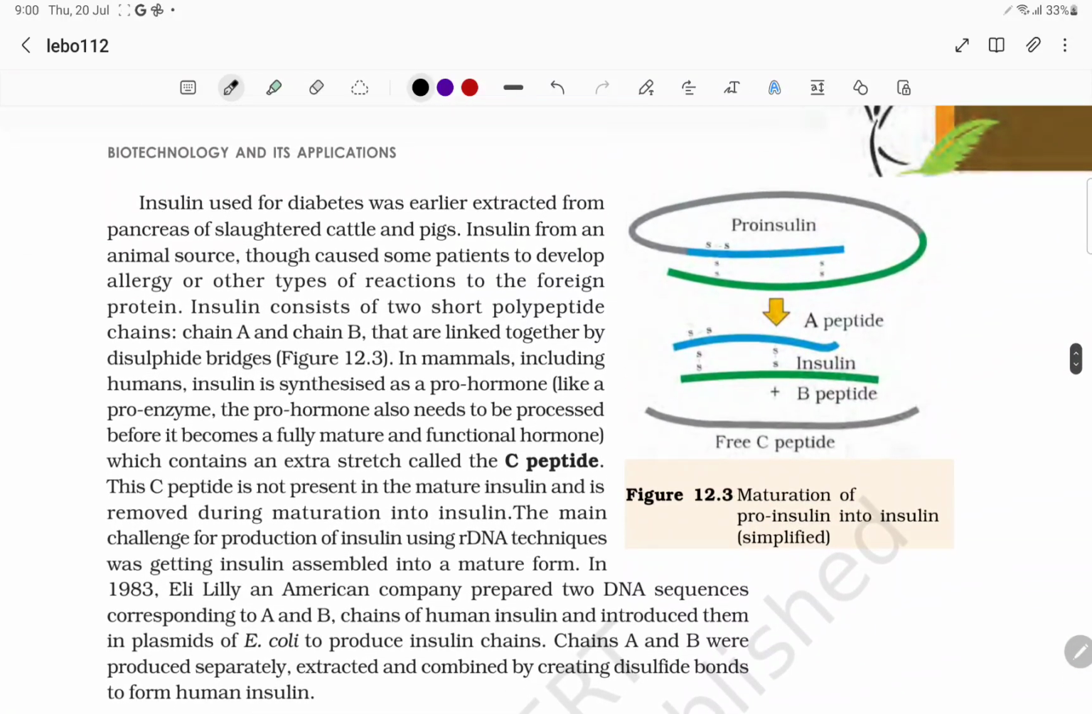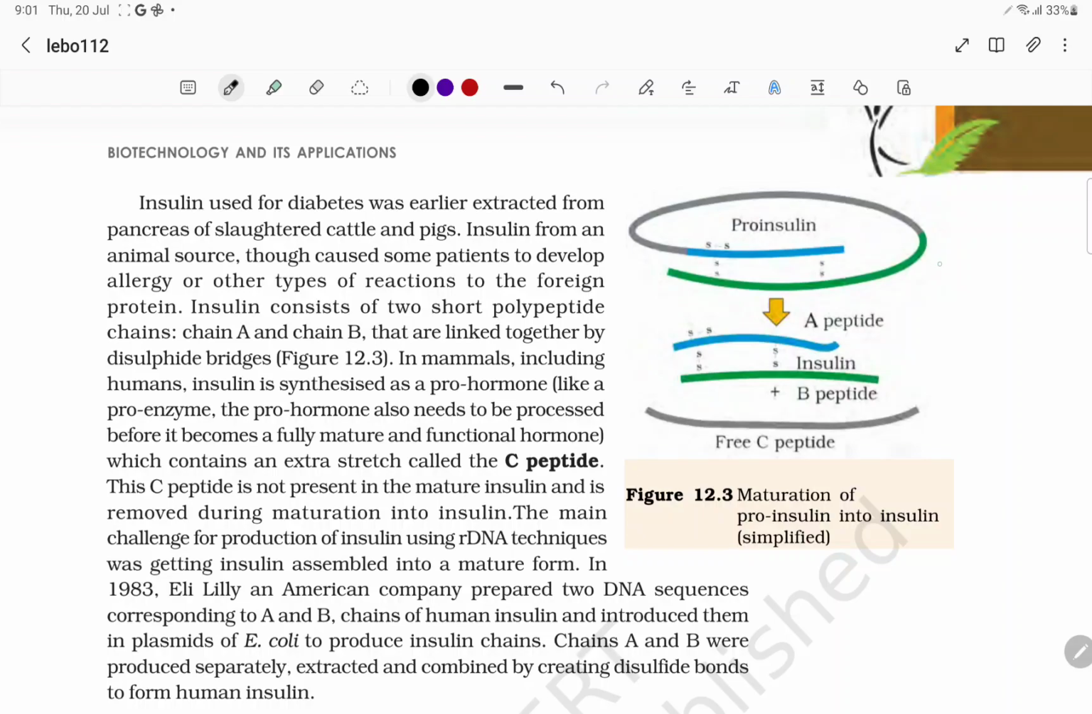So this is insulin. In this diagram, you can see the proinsulin. Here we have the disulfide bonds. The same disulfide bonds will be seen in immunoglobulins as well. Between light chains and heavy chains, and between the heavy chains, we can see the disulfide bonds. The same disulfide bonds you will see in insulin.